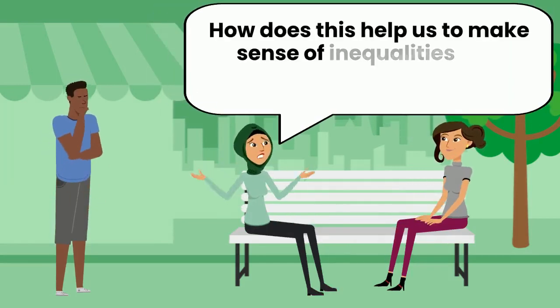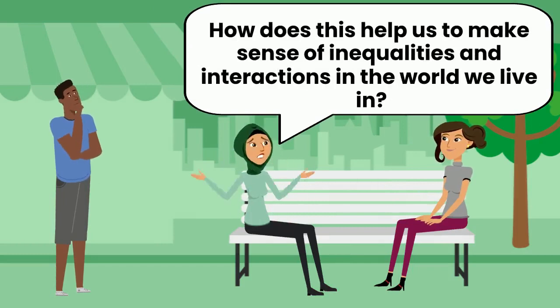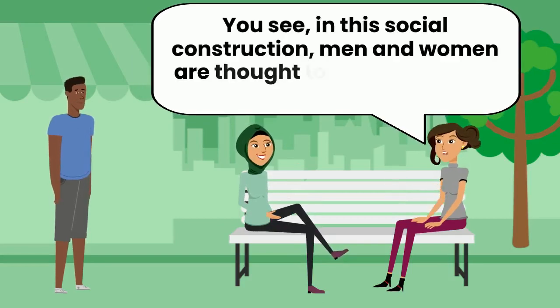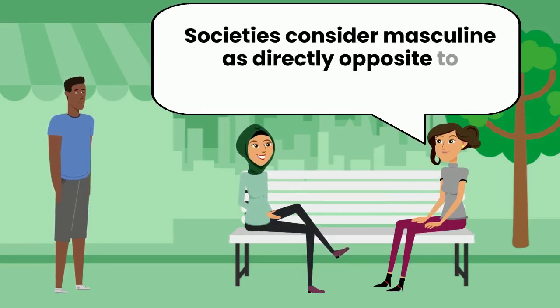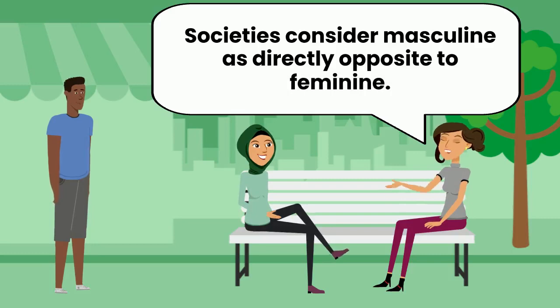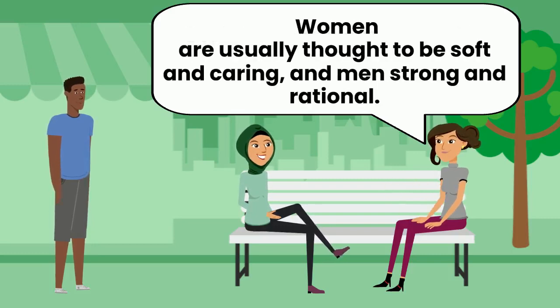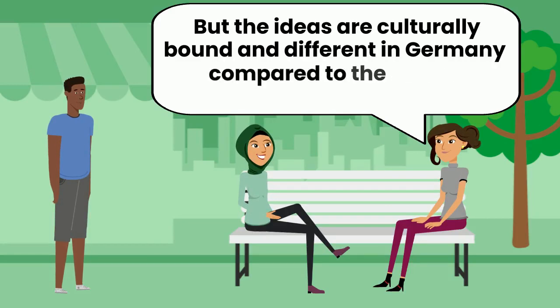How does this help us make sense of inequalities and interactions in the world we live in? You see, in this social construction, men and women are thought to be different and opposite from one another. Society considers masculine as directly opposite to feminine. Women are usually thought to be soft and caring, and men strong and rational. But the ideas are culturally bound and different in Germany compared to the United Kingdom.